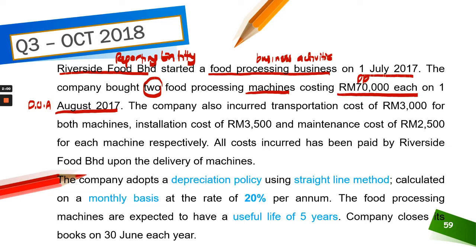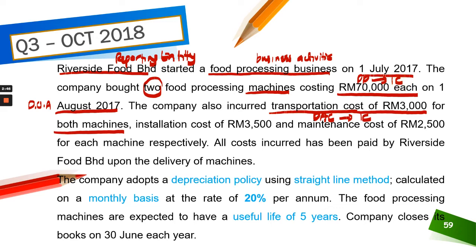The company also incurred transportation costs. If you recall from the lecture, these are part of the directly attributable costs, which are incurred to bring the asset, here the machine, to its intended location and working condition, which is to serve as a food processing machine. That transportation cost was actually for both machines. So that is a directly attributable cost, and directly attributable costs will be included in the initial cost.